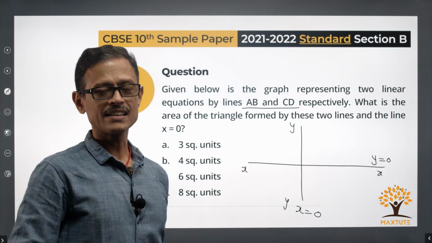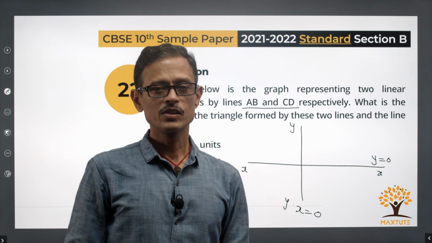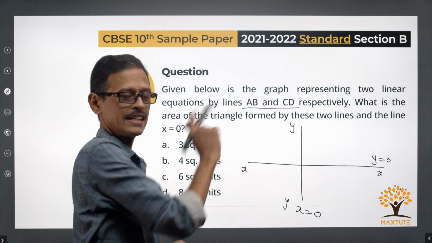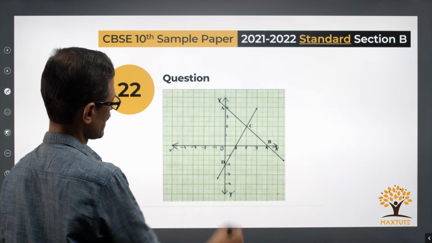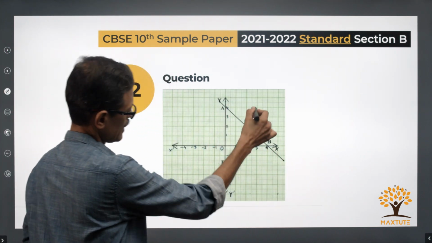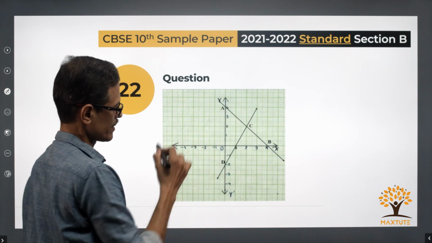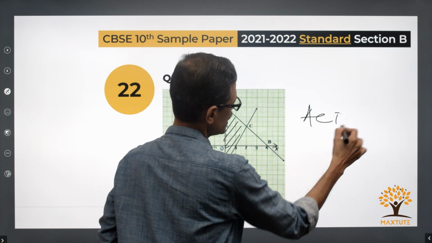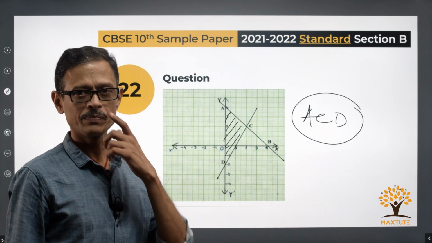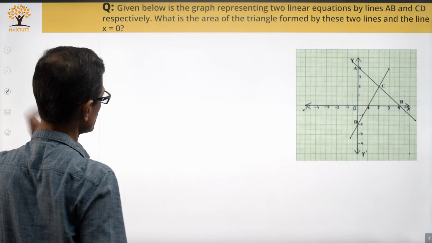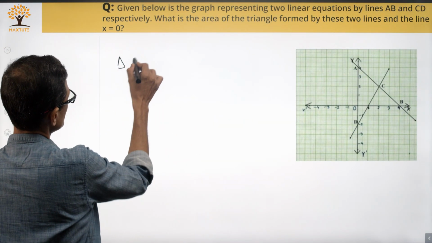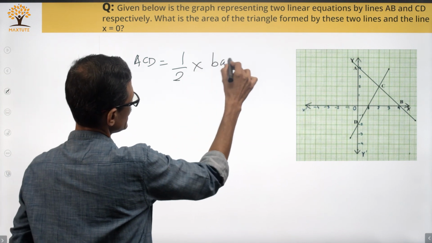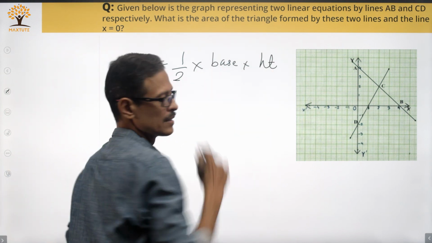So we are essentially saying that there is a triangle that is formed using three lines as the sides of the triangle. One is line AB, second is line CD, and the third one is basically the y-axis, right. So we are talking about triangle ACD. We will have to find out the area of triangle ACD, which is not too difficult. For the area of a triangle, we know the formula is half into the base into the height. What is the height?